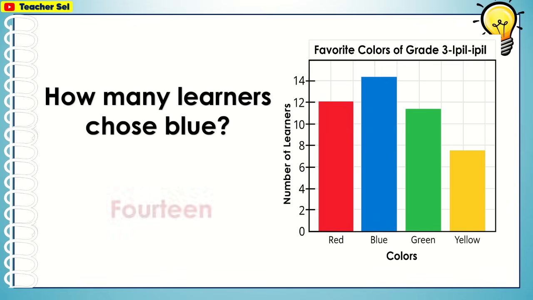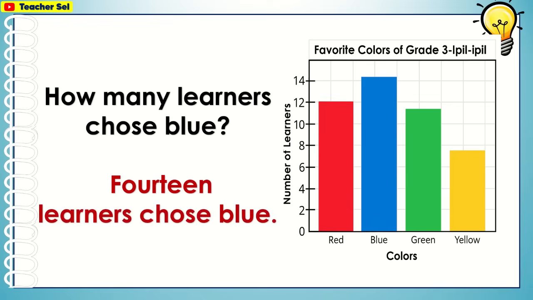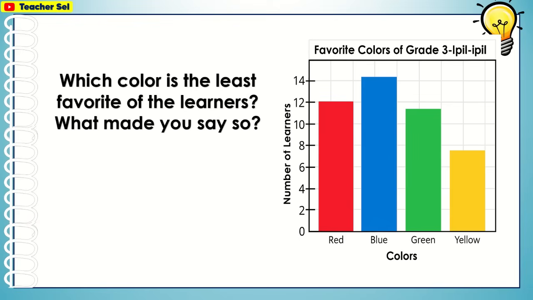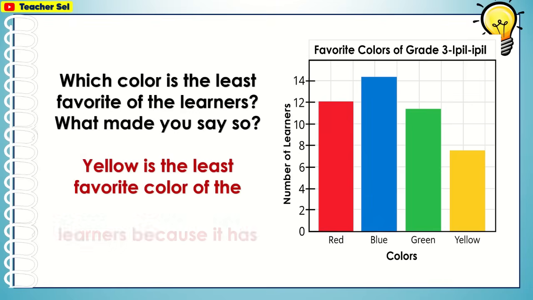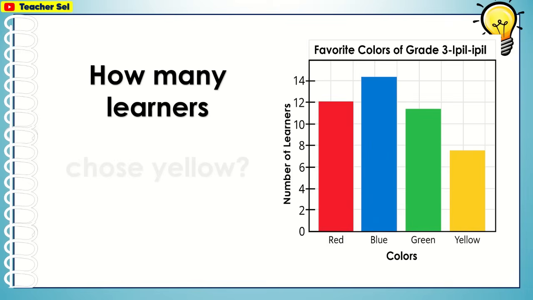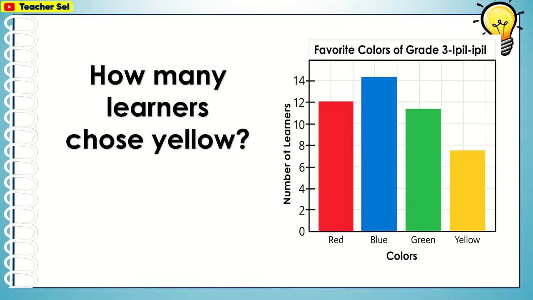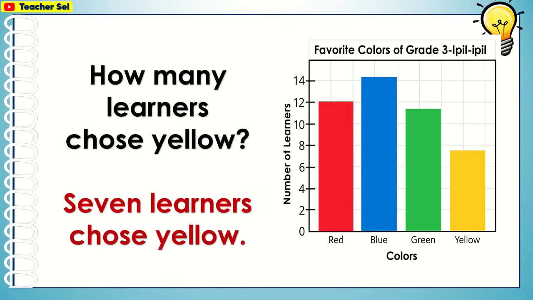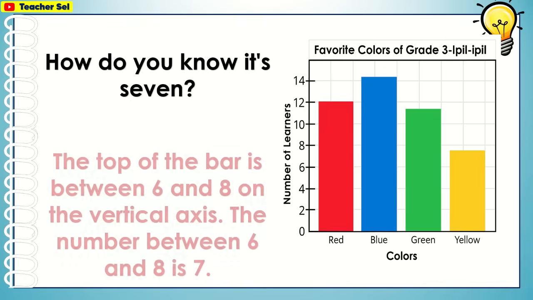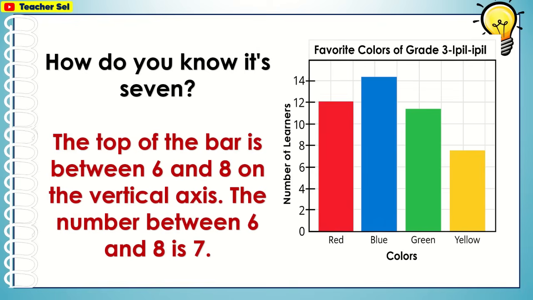How many learners chose blue? 14 learners chose blue. Which color is the least favorite of the learners? What made you say so? Yellow is the least favorite color of the learners because it has the shortest bar. How many learners chose yellow? 7 learners chose yellow. How do you know it's 7? The top of the bar is between 6 and 8 on the vertical axis. The number between 6 and 8 is 7.